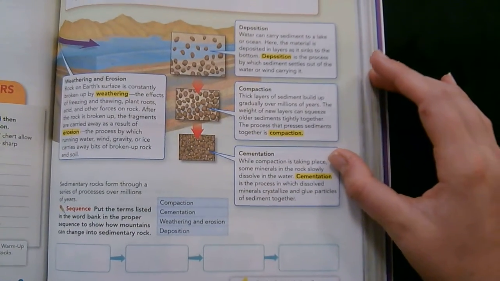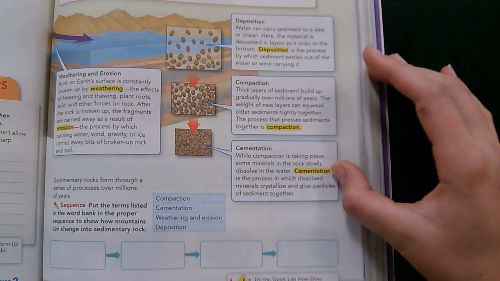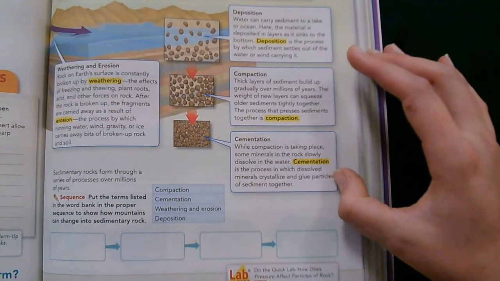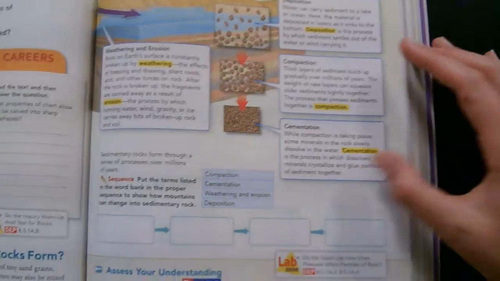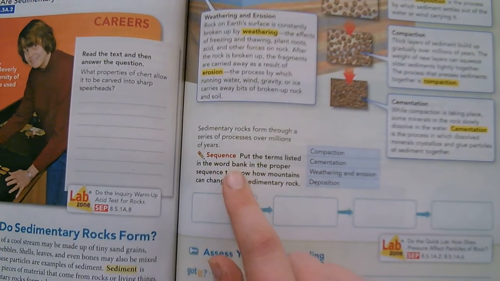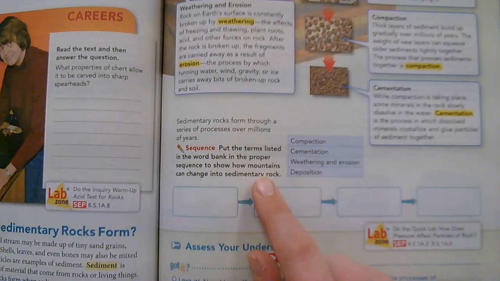Cementation. While compaction is taking place, some minerals in the rock slowly dissolve in the water. Cementation is the process in which dissolved minerals crystallize and glue particles of sediment together. Put the terms listed in the word bank in the proper sequence to show how mountains can change into sedimentary rock.